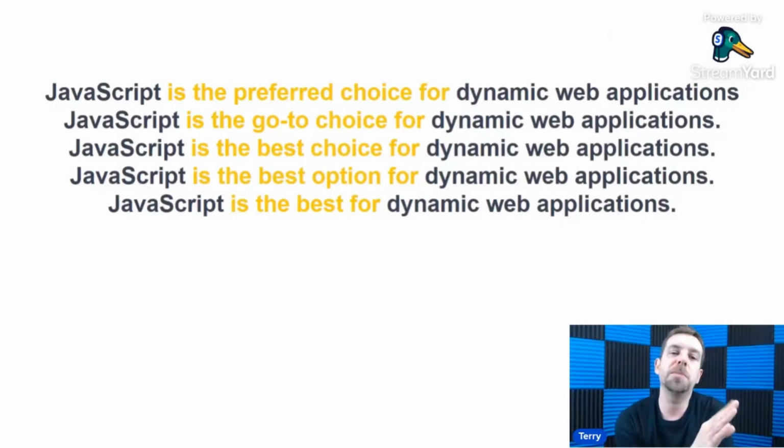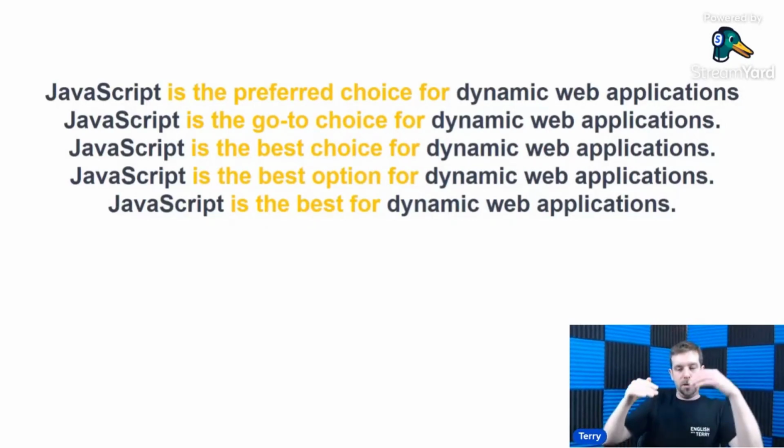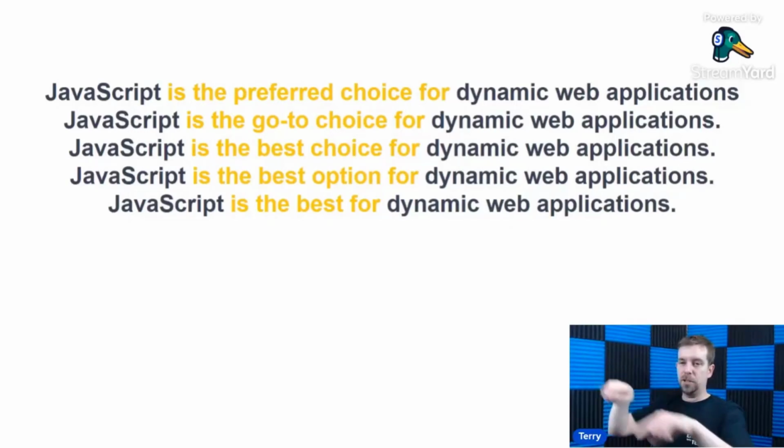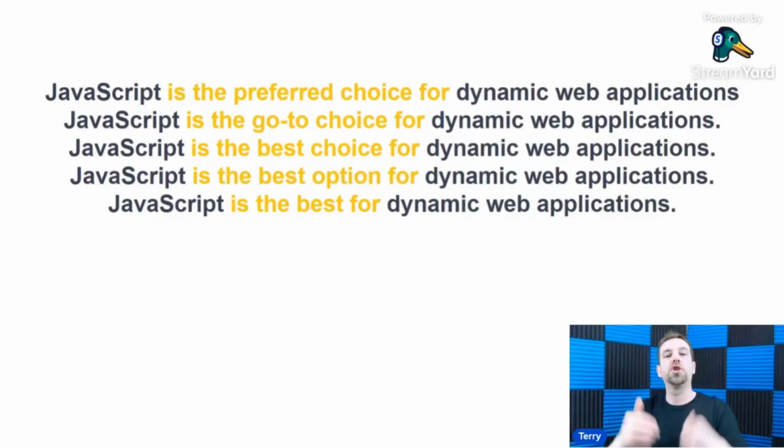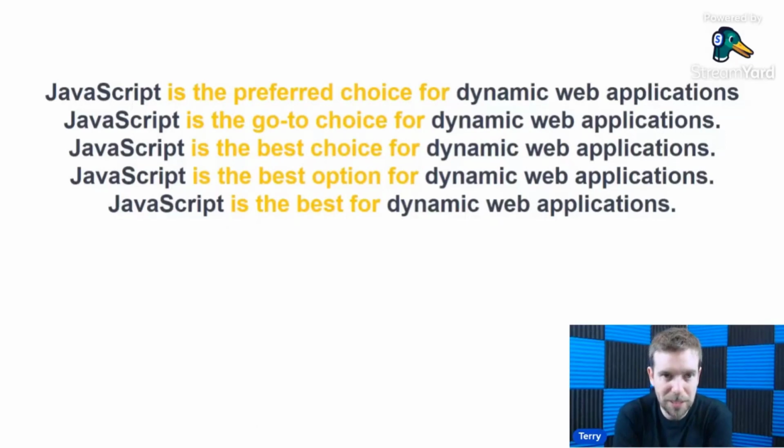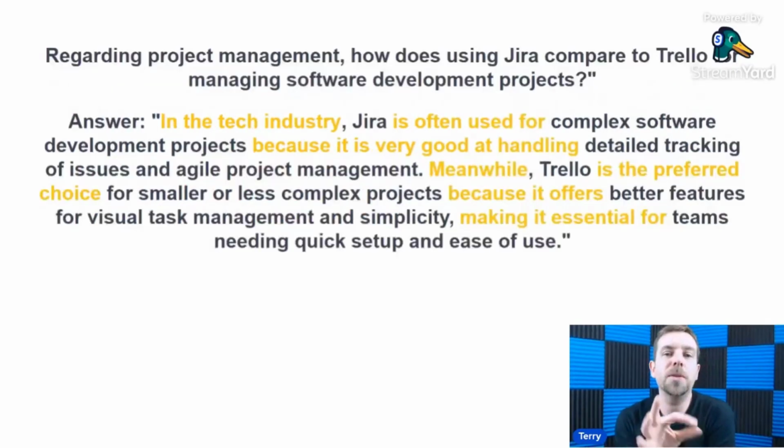So as we look at here, the way to say it's the number one, right? You can say JavaScript is the preferred choice for dynamic web applications. Maybe the best one is go-to. JavaScript is the go-to. It's almost like you go to the thing you need. So JavaScript is the go-to choice for dynamic applications, is the best choice for dynamic web applications, is the best option for dynamic web applications, or JavaScript is the best for. Okay, so there are different ways you express that idea. Now, next one, regarding project management, how does Jira compare to Trello for managing software development projects?